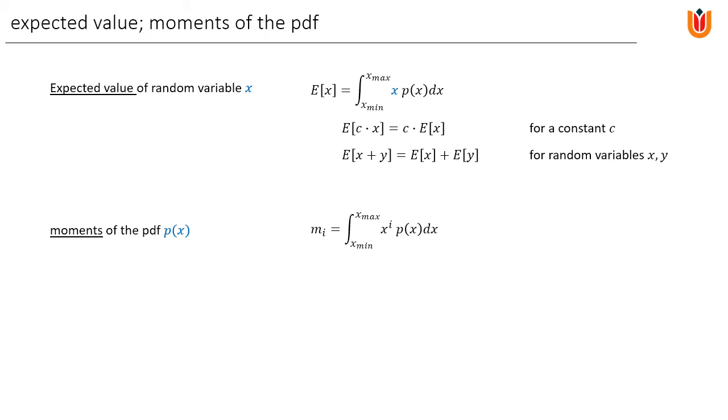So the ith order moment is given as the weighted sum of the variable x raised to the power of i. So for the 0th order moment, x to the power 0 is 1. So this gives us back the normalization property of the PDF. The first moment we just calculated is the expected value, or the mean, of the probability density function. The second order moment is given as the expected value of x squared, etc.